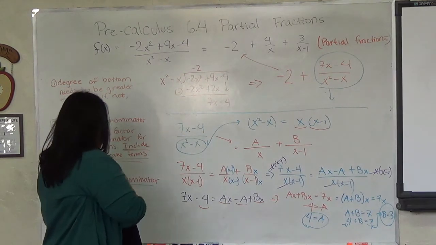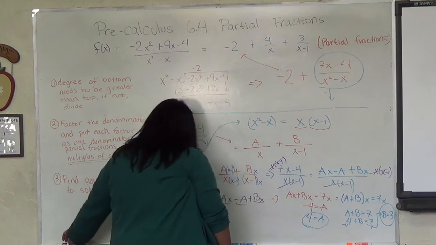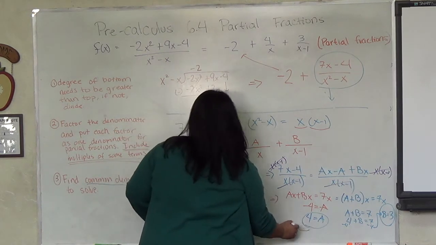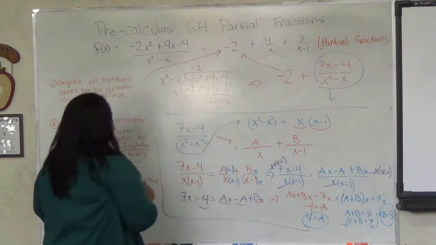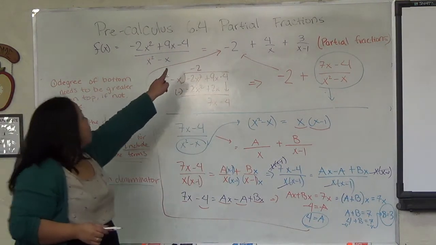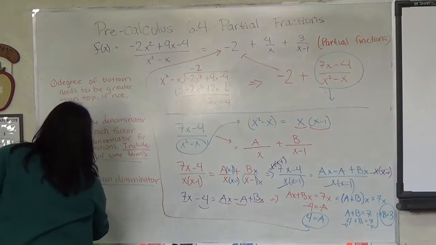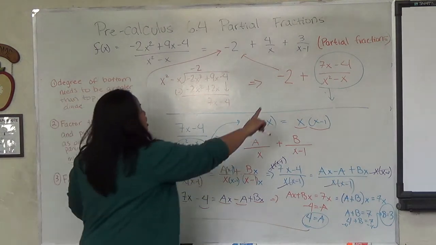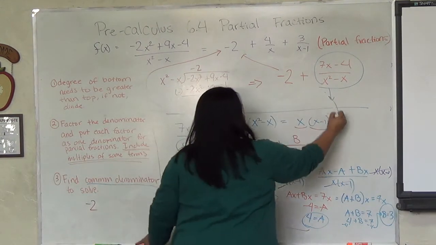Okay. So then my final answer, which I ran out of room for, is this. It's weird though. I have negative 2. And then I took this and I broke it down into this.